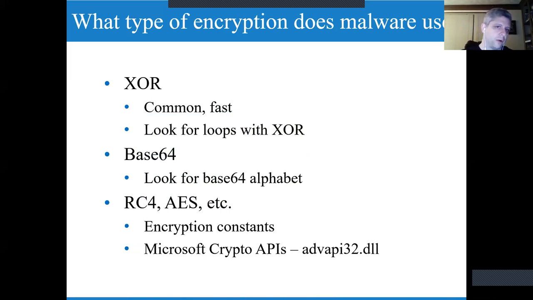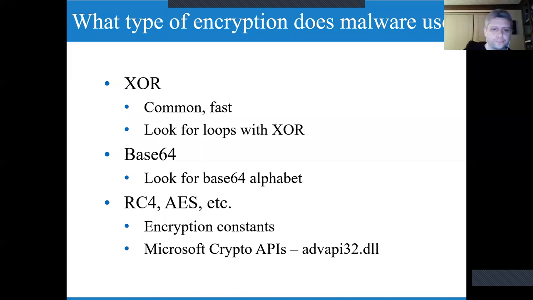But you can boil down a lot of the encryption that malware uses into about three different categories. The first is XOR encryption. XOR is a mathematical operation. We're going to talk a lot about XOR here in a little bit, but XOR is very fast to use. It's very commonly used because it's so fast. And the way that you find XOR encryption is you look for loops that contain XOR instructions. We'll get into this a little bit more in a couple minutes.